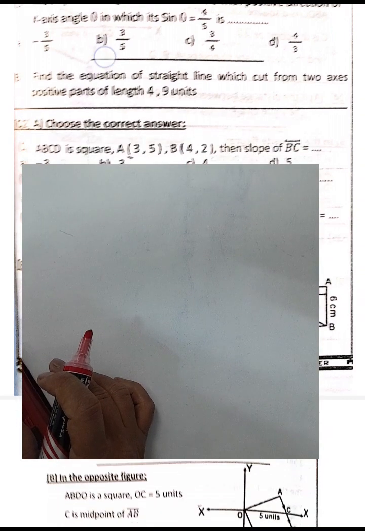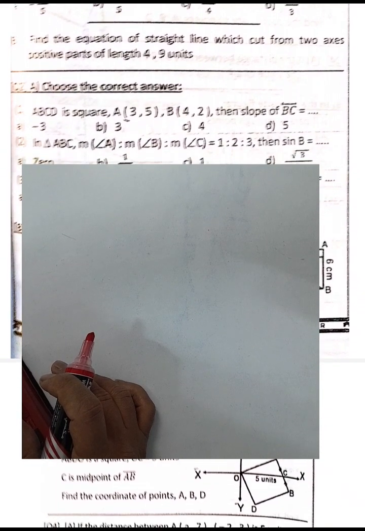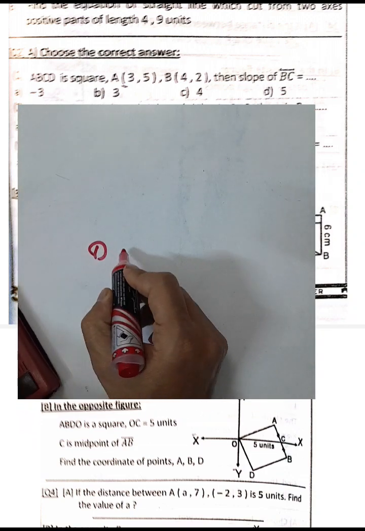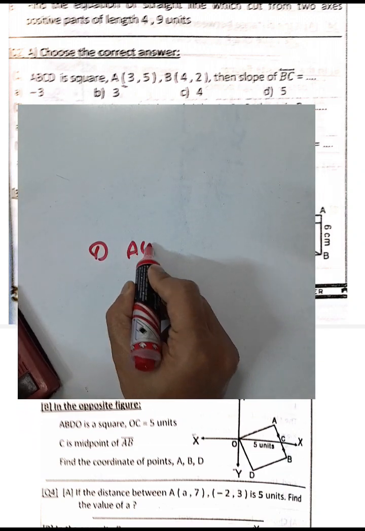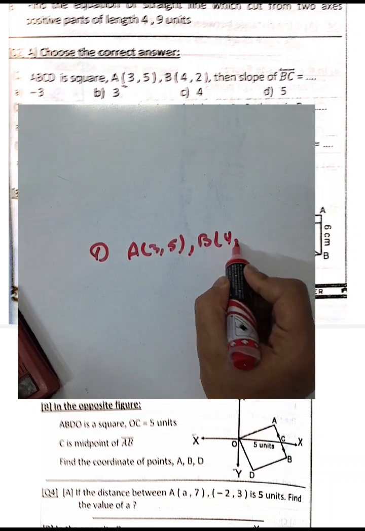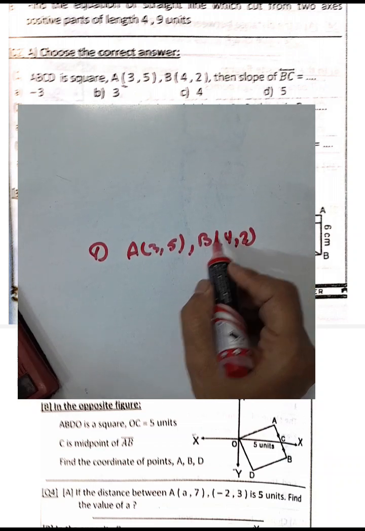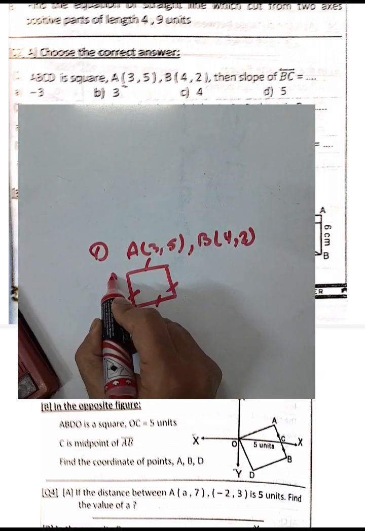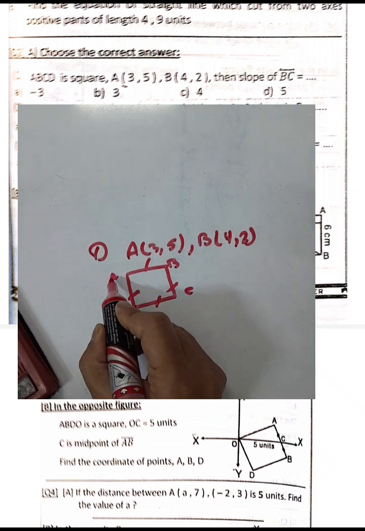Question: choose the correct answer. Number 1, ABCD is a square. We have square ABCD, and the point A is (3, 5) and point B is (4, 2). Then find the slope of BC. Okay, we know all sides in a square are equal in length. We have A, B, C, and D.